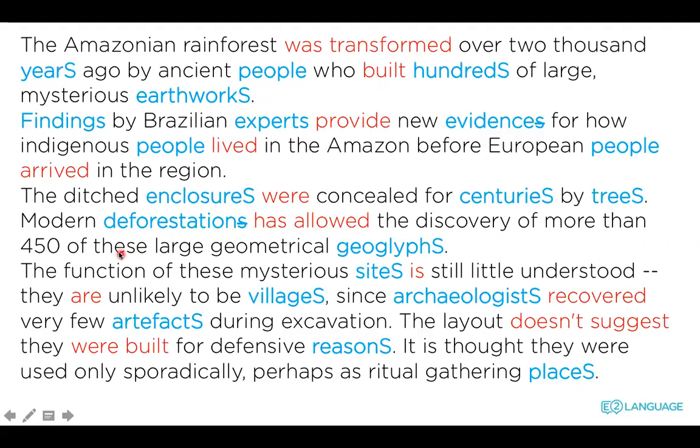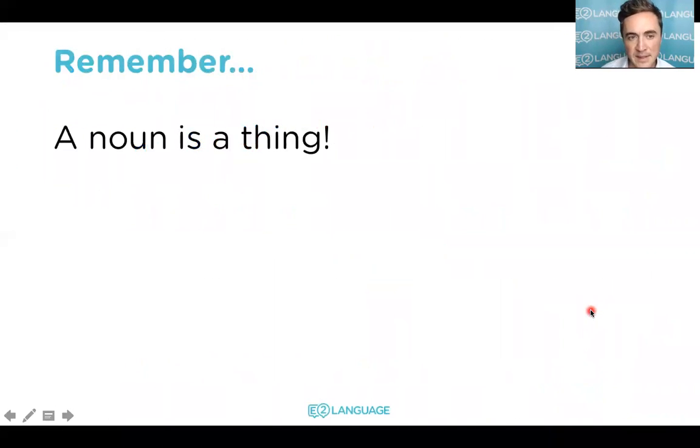And here, 450 of these large geometrical geoglyphs. So even if you don't know what this word is, a geoglyph, I don't know what it is, but I do know that it must be plural for two reasons. Why? One, 450, and two, these geoglyphs. The function of these mysterious sites, plural, is still little understood. They are unlikely to be villages, since archaeologists recovered very few artifacts during excavation. That could be singular or plural. The layout doesn't suggest they were built for defensive reasons. It is thought they were used only sporadically, perhaps as ritual gathering places. Plural.